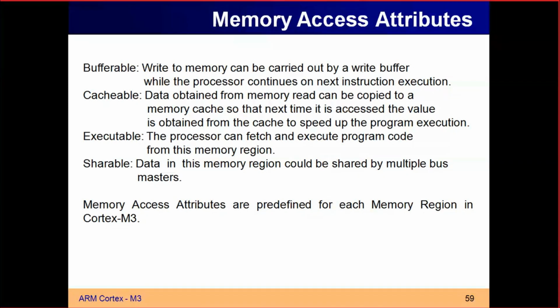If you have a memory with the access attribute shareable, what does it mean? The data stored in that memory area can be shared between multiple masters. That means you can share that data across different types of buses at the same time. That is known as the shareable memory attribute. So in Cortex, each memory region will have one or more memory access attributes. Some memory locations will have only one attribute, and some will have more attributes.